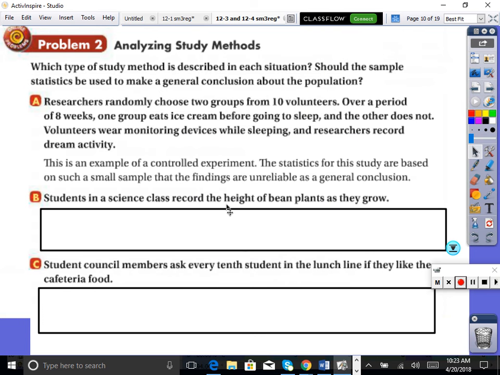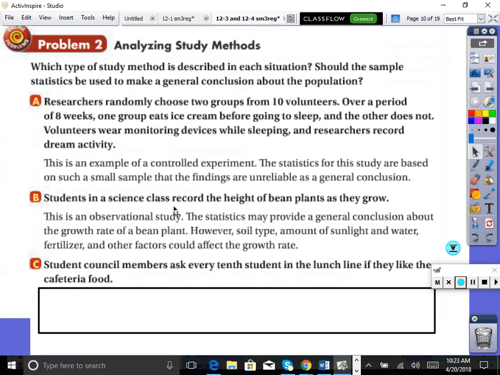Students in a science class record the height of bean plants as they grow. What type of study? Observational. They don't do anything, they're just watching and making notes. Can they make general conclusions about bean plants? Probably not in general, because these are students in a science class. Well, in Utah, are they going to grow differently than in California? Than in Seattle? Yeah. So it just depends on what they're trying to research. If they're looking at how bean plants grow in Mr. Whatever's class, then it might be okay, but not probably for all bean plants.